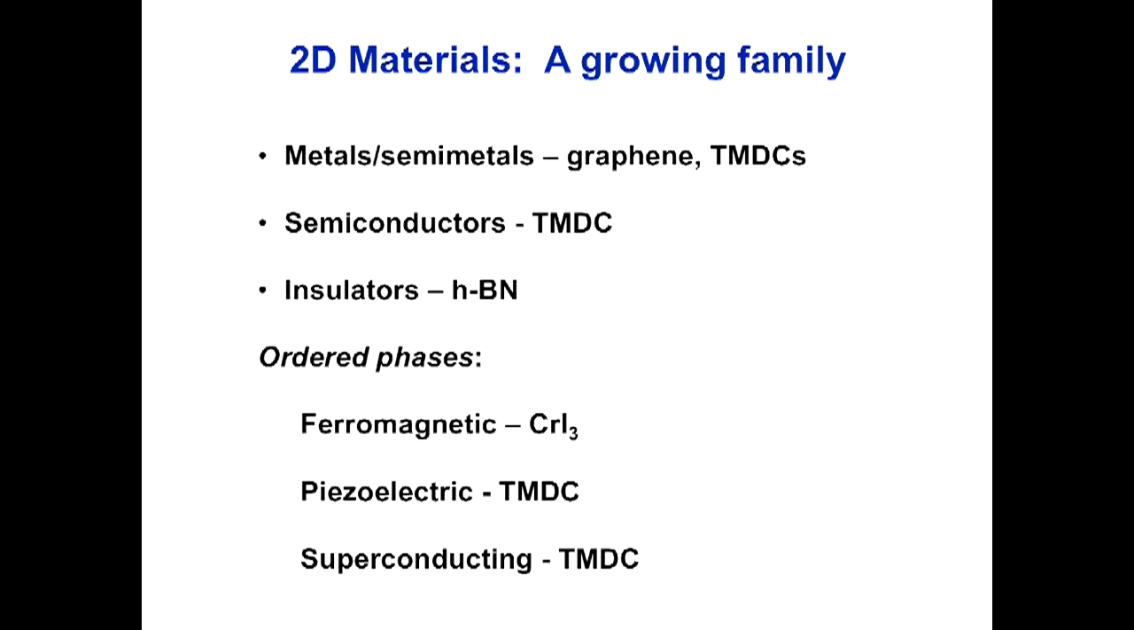So in addition to these three classes of materials I mentioned, like the metallic or semi-metallic graphene, the semiconductor materials like molybdenum disulfide, the insulators like hexagonal boron nitride, people have now started looking for all sorts of ordered phases that you would be familiar with from bulk materials, and they can be manifested also in 2D materials. So ferromagnetic materials have been identified down to the monolayer, piezoelectric materials, superconductors at the monolayer level as well. So it's a growing field with lots of interesting new properties to be explored.